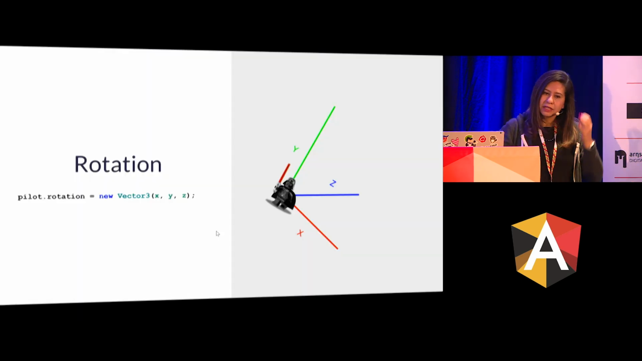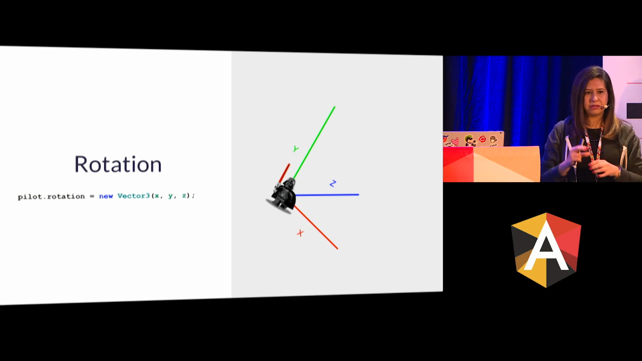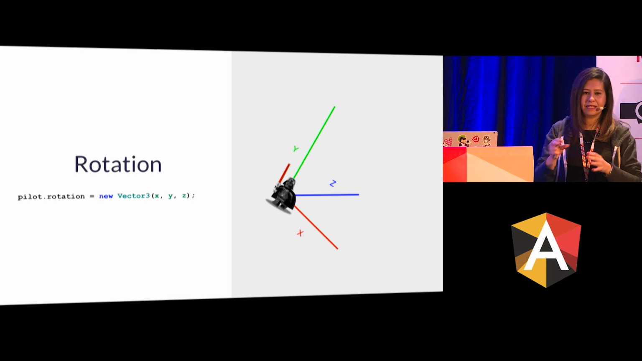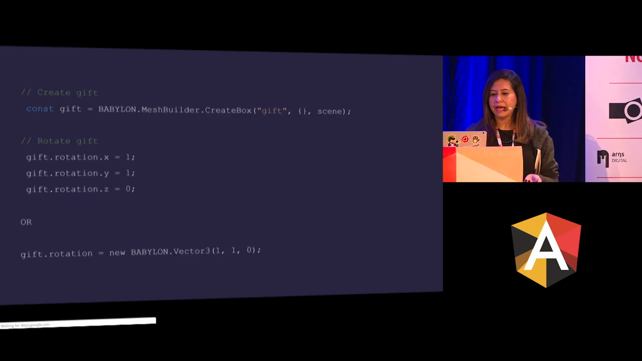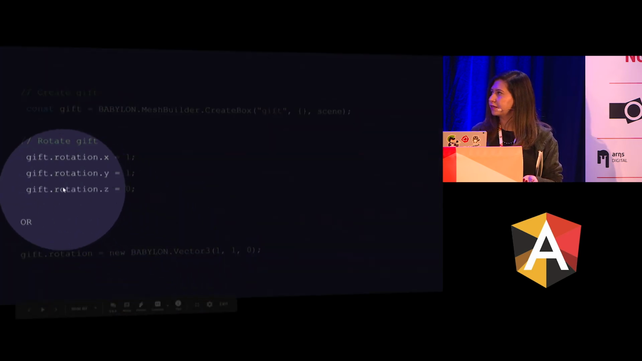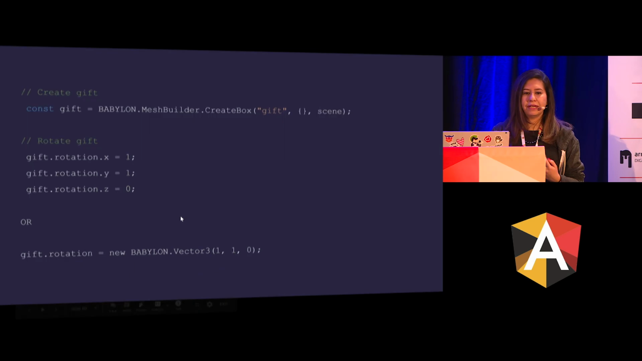Rotation is also like that. It's slightly more complex when you want to use rotation, and it's generally more complex than positioning, but it uses the same concept. Once you create everything, you can rotate it in X, Y, and Z like that, or with a vector.